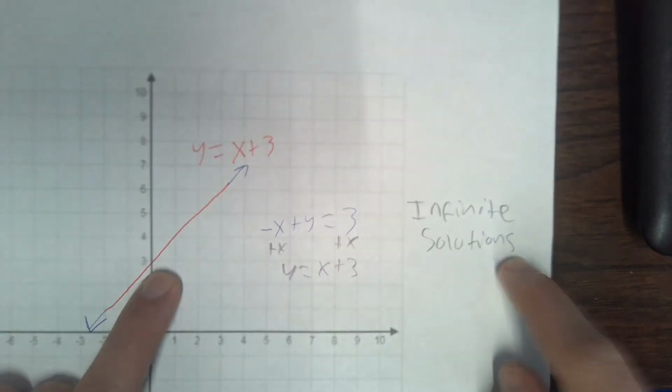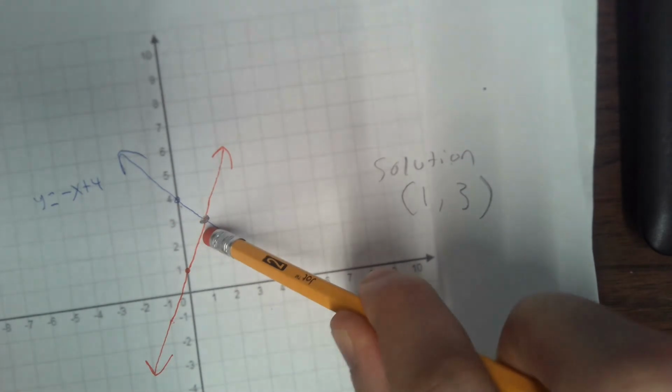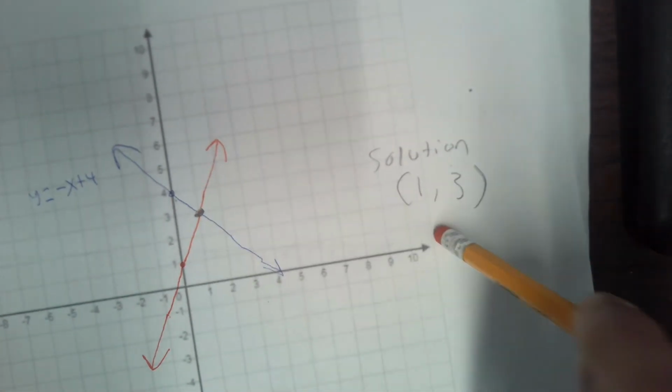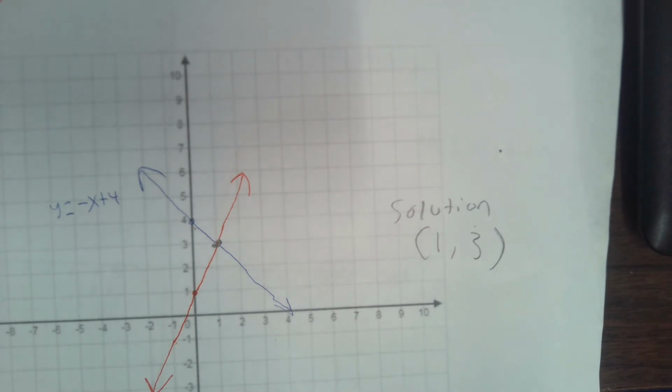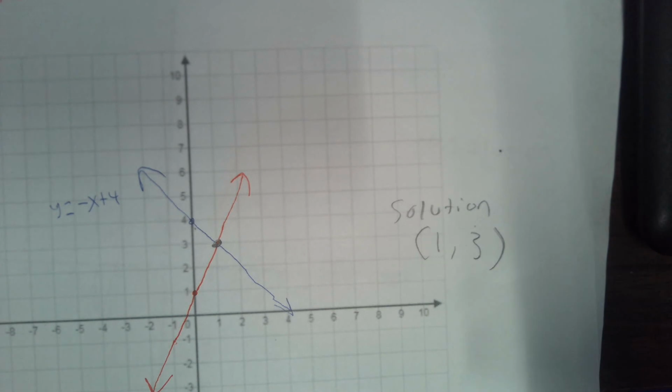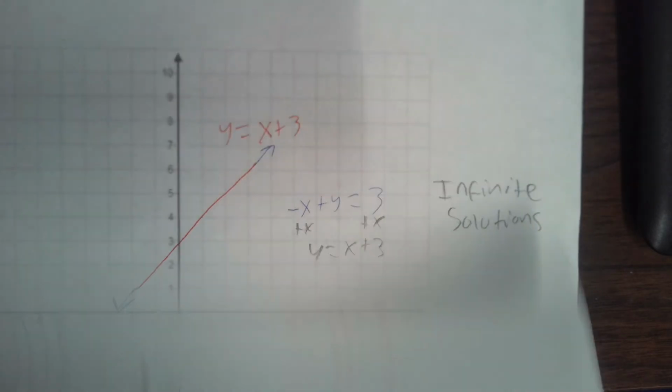Okay, so same line is infinite. Parallel lines are no solution. And then if they touch, where they touch is your one solution to that system of equations. So the Kahoot, again, is going to be the same thing. Graphs already graphed for you. You have to pick the actual solution if there is one, or if there's no solution, or if there's an infinite number of solutions.